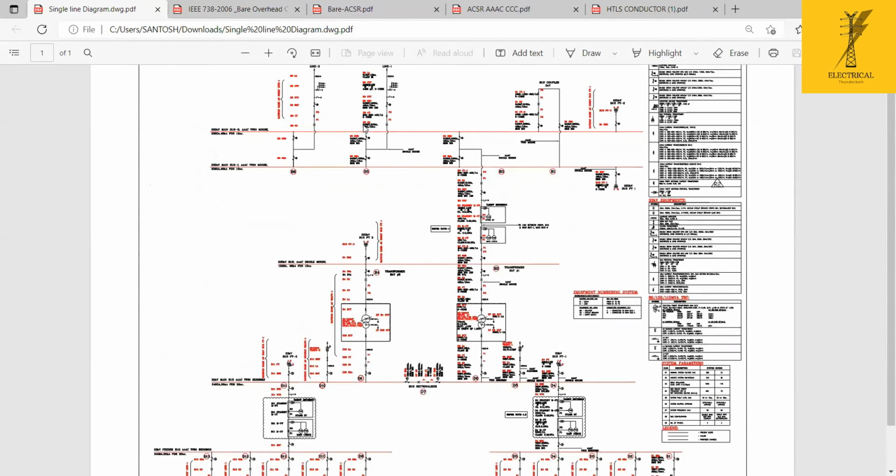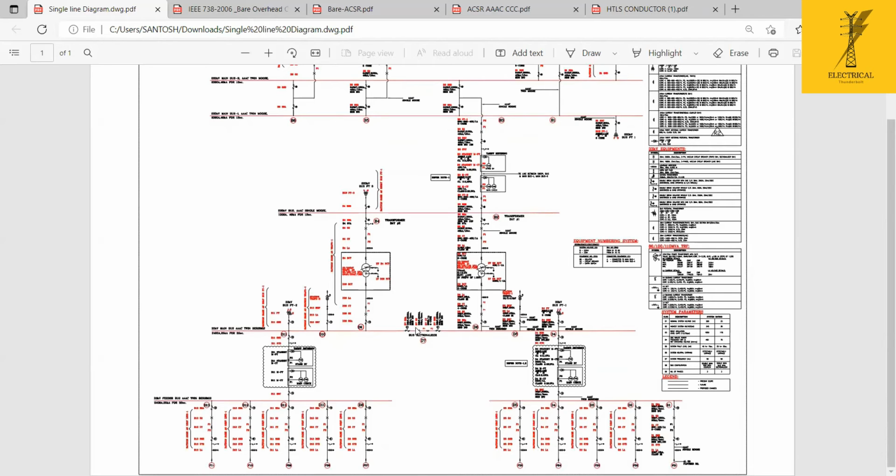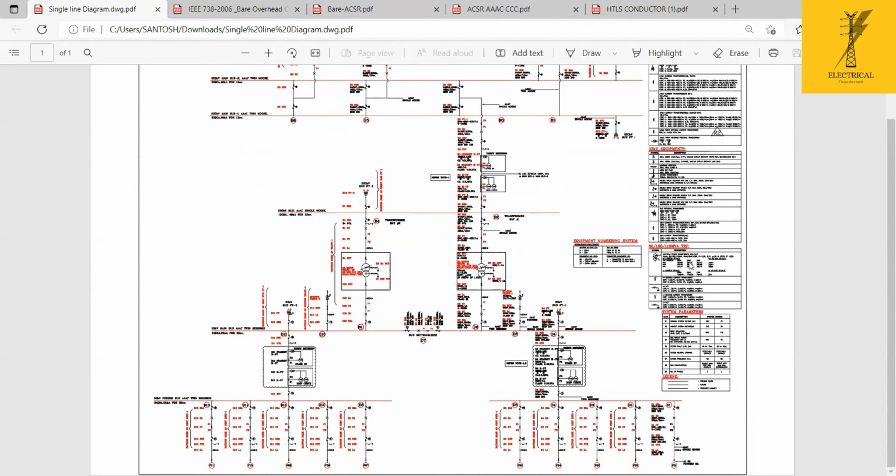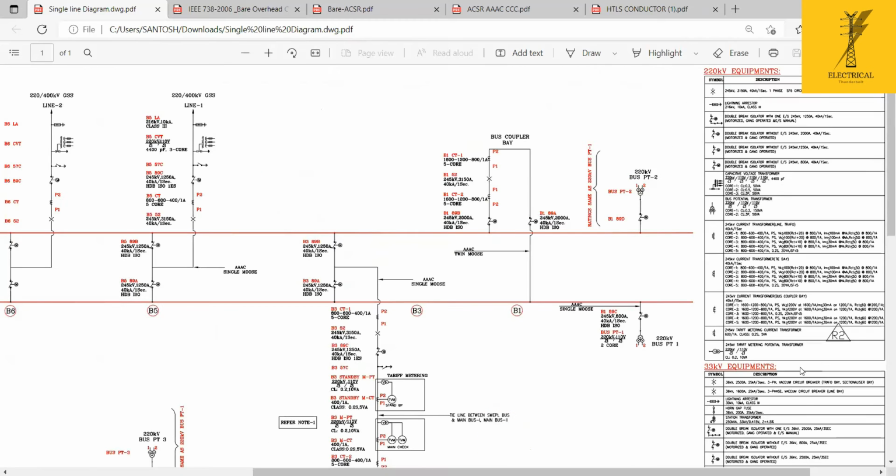And if you just recall our last discussions, the bus bar configuration which we adopted in the 220 kV is a double main with coupler scheme, and in 33 kV it is a single bus with sectionalizer scheme. So now we have all these equipments which are already tabulated here.